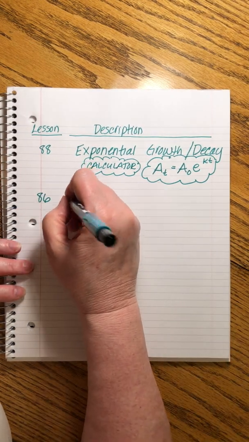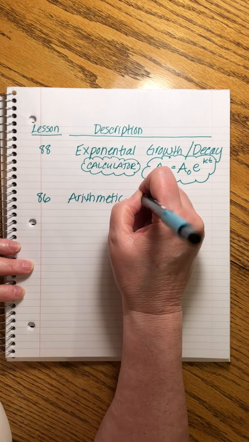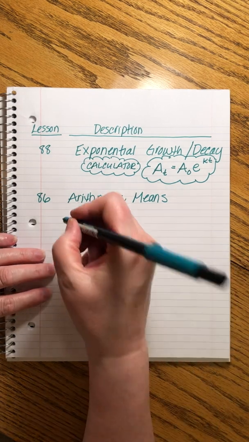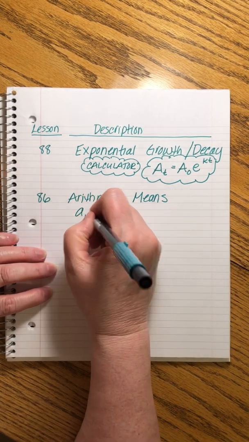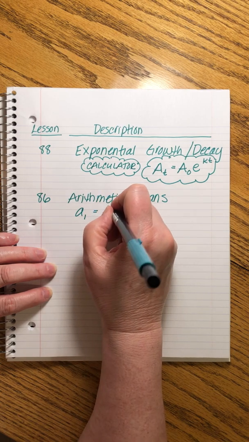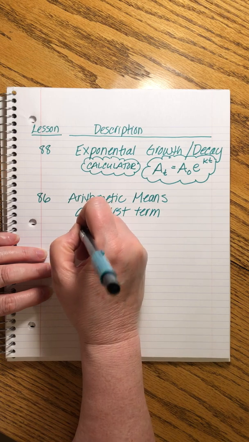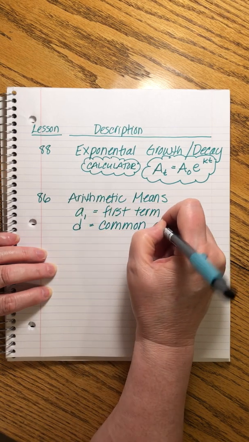Arithmetic means. Very similar to geometric means. They're a little bit simpler because we don't have that plus minus drama. A1 equals the first term. D equals what we call the common difference.